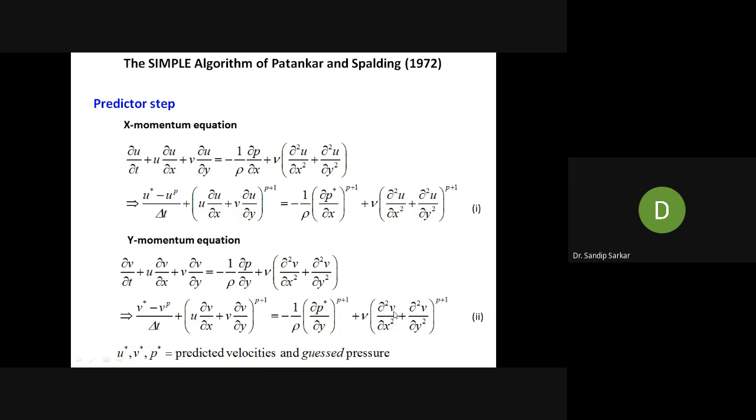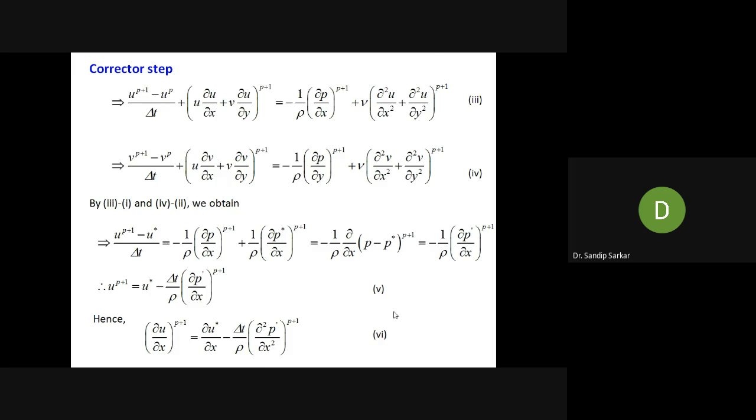Now you have predicted the velocity. Now what you have to do? You have to correct it, right? Because it is your predicted velocity, you have to correct it. Let us go for correction. How can you correct it? Let us go for correction.